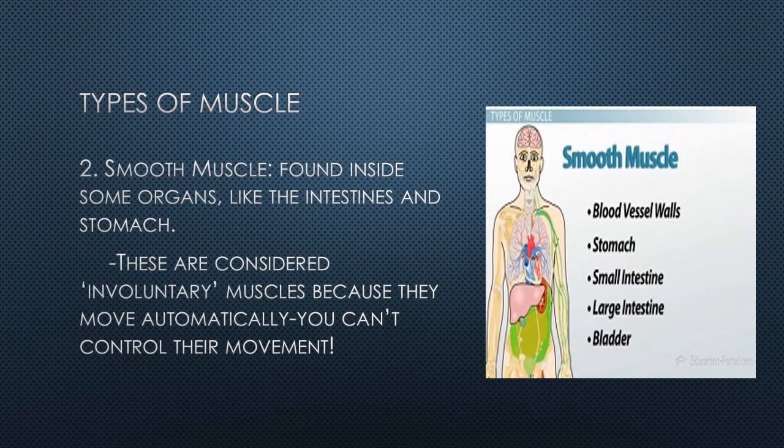Second kind of muscles are smooth muscles. These muscles are found inside some of your organs, like the intestines and the stomach. These muscles are considered involuntary, and they're involuntary because they move automatically. You cannot control their movement like you can control your arm movement.